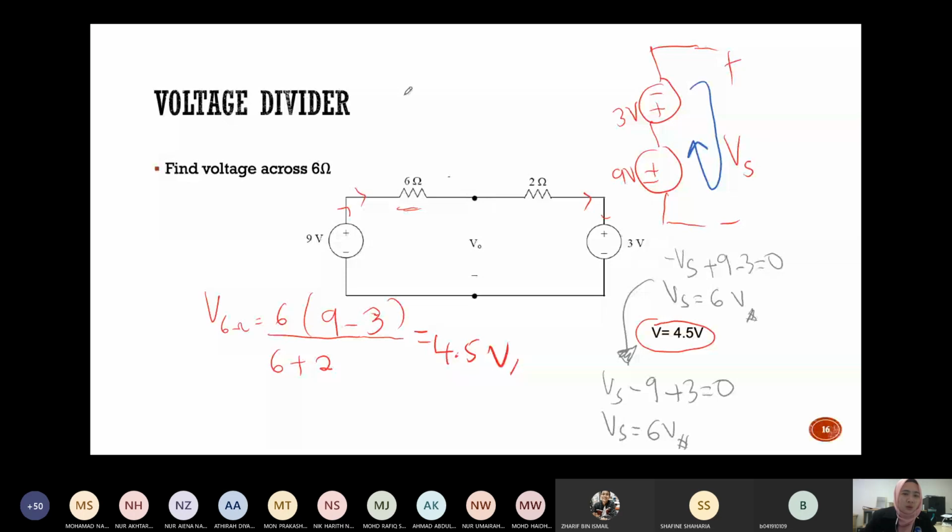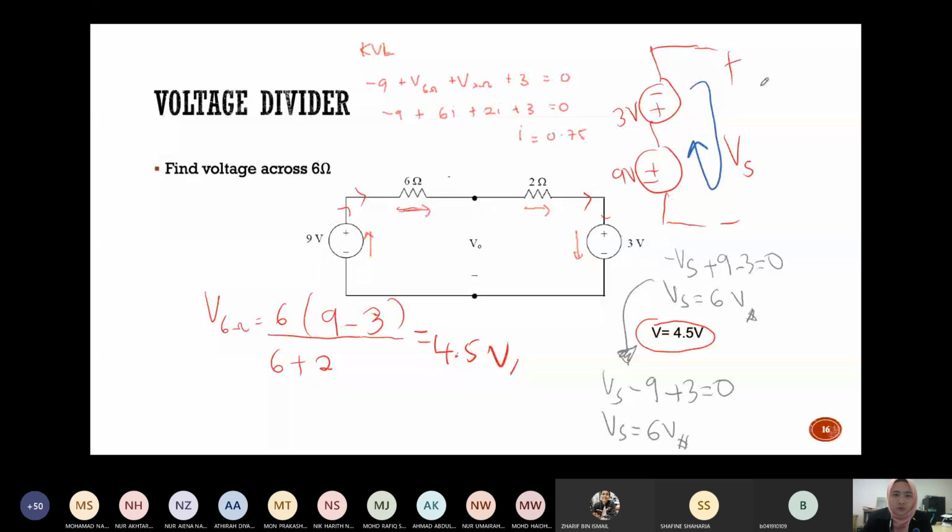But I also want to try using KVL. So for KVL, determine the current direction. The KVL here is equal to negative 9 plus V 6 ohm plus V 2 ohm plus 3 equals 0. So negative 9 plus 6i plus 2i plus 3 equals 0. So i is equal to 0.75.